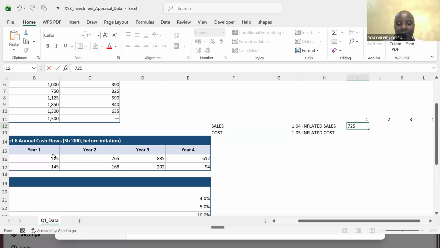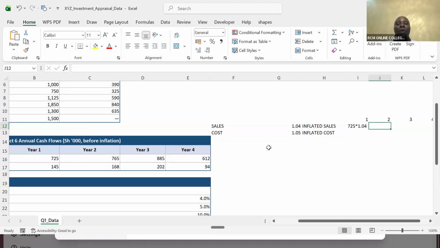I say times 1 plus inflation. I say times 1.04. When I come to year number 2, please be very, very careful. When I come to year number 2, I can see the figure here without inflation for year number 2 is 765. But you see, this is without inflation.